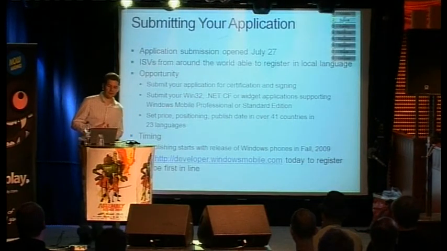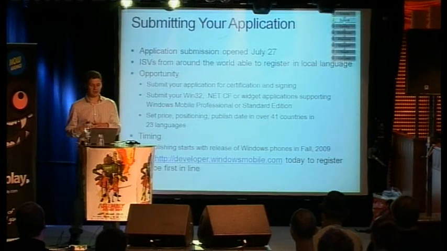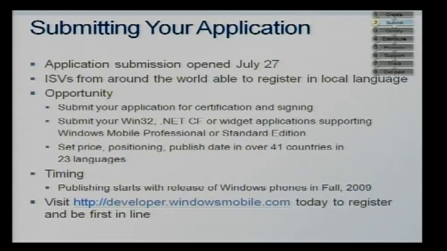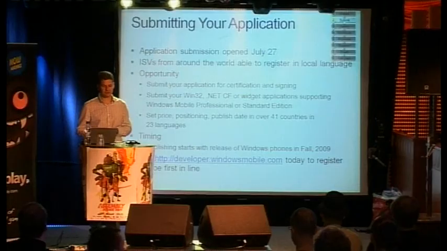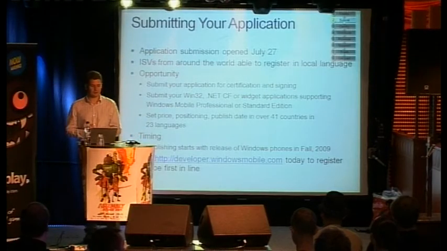So, the first thing I would say is that the link here, developer.windowsmobile.com, you can go on that now, register the application, and publishing will start on Marketplace with the release of the 6.5 phones in the autumn of 2009. So right now, submit your applications, get them in, and start working on it. And the process is there, and we can happily work through with you on the process and talk about that.